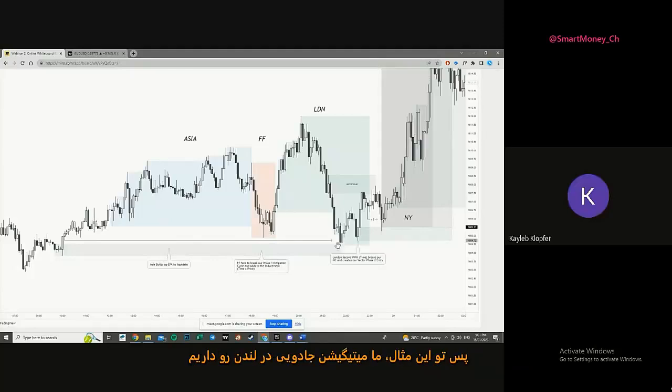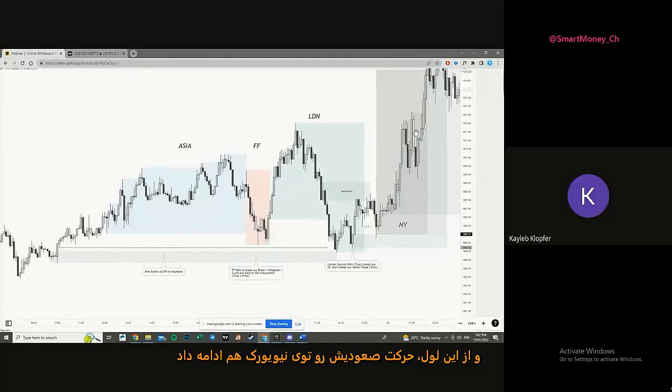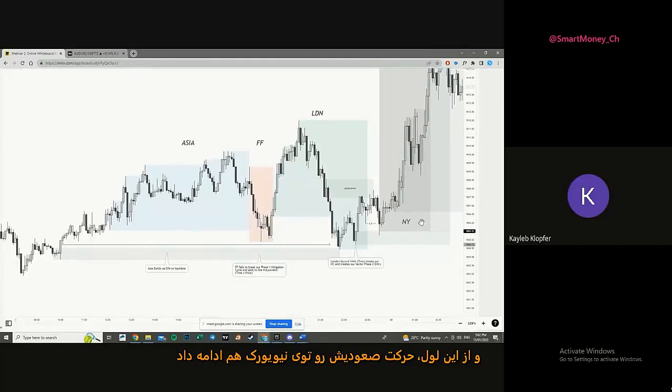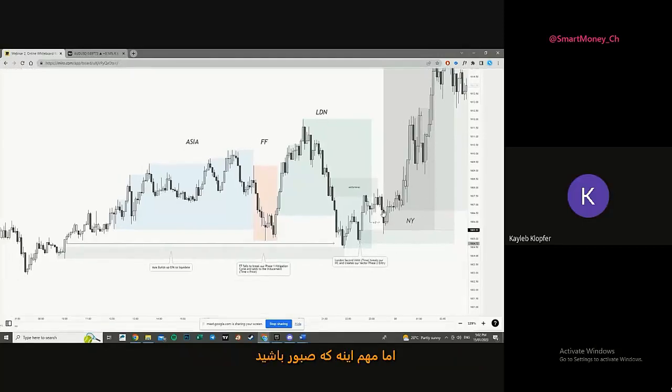In this case, we had London second set of magic minute mitigations here, where we mitigated our demand. We mitigated that vector level, created that inducement, and then we had a very nice buy. And from there, we just continued up in New York. But that's the importance of waiting.